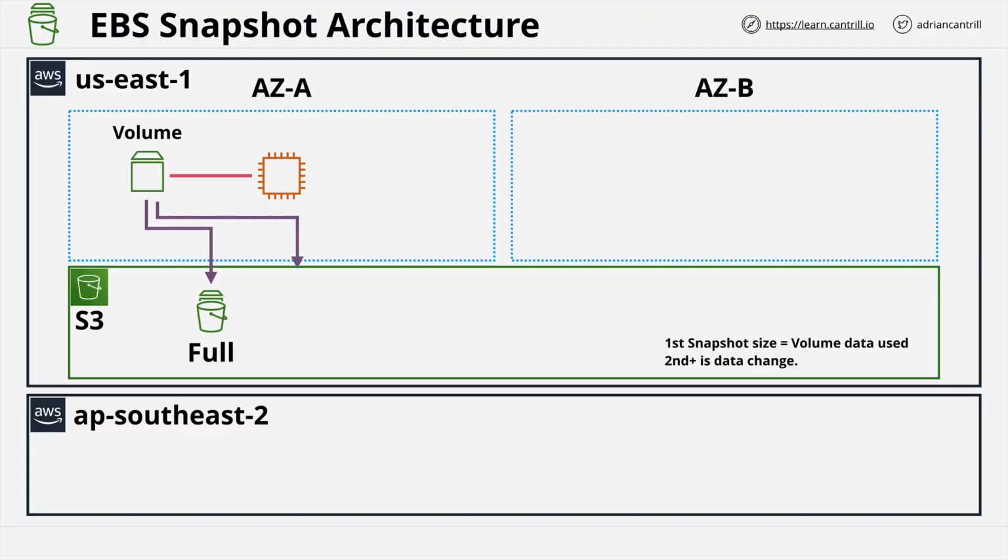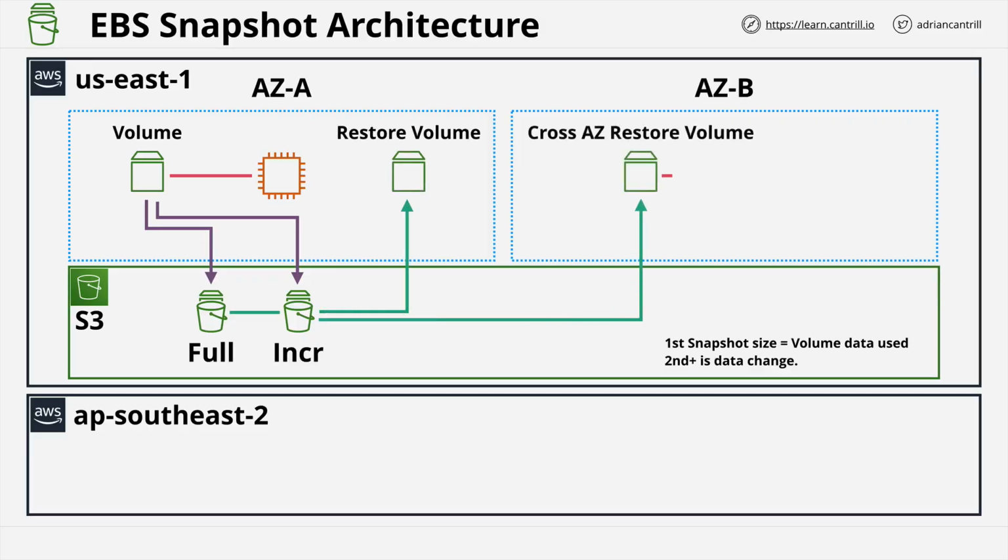The second one is an incremental, so this only stores the changes since the last snapshot. So at the point that you create the second snapshot, only the changes between the original snapshot and now are stored in this incremental. And these are linked, so the incremental references the initial snapshot for any data that isn't changed. Now, the snapshot can be used to create a volume in the same availability zone. It can be used to create a volume in another availability zone in the same region, and that volume could then be attached to another EC2 instance. Or the snapshot could be copied to another AWS region and used to create another volume in that region. So that's the architecture, that's how snapshots work.